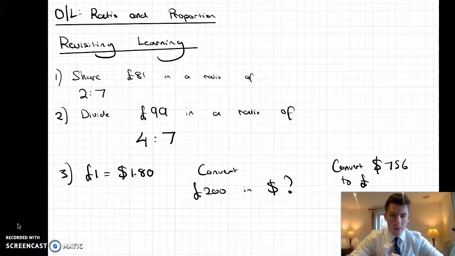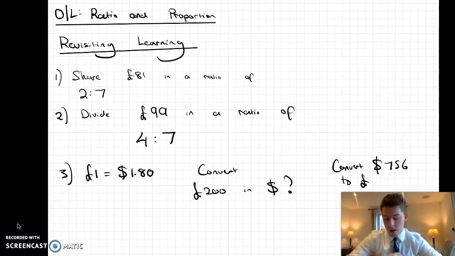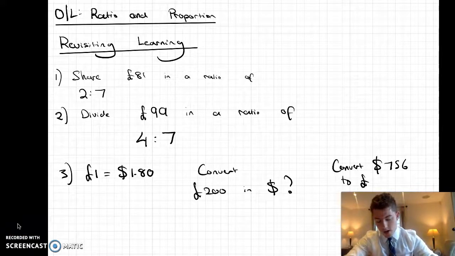Okay, today we're going to be looking at ratio and proportion. So you've got the first thing I'm learning here. The first two should be fine. So I want to show you question 3 quickly.